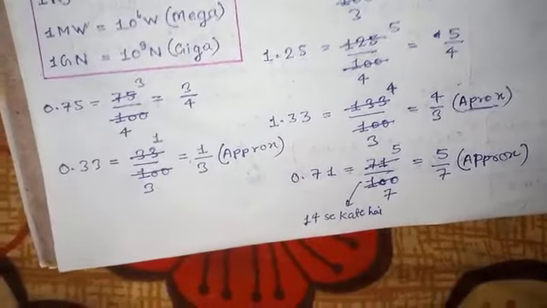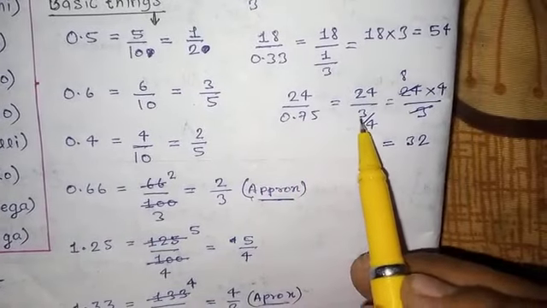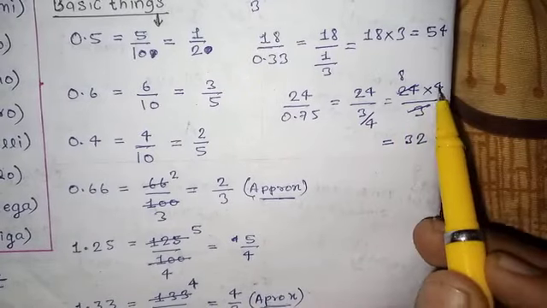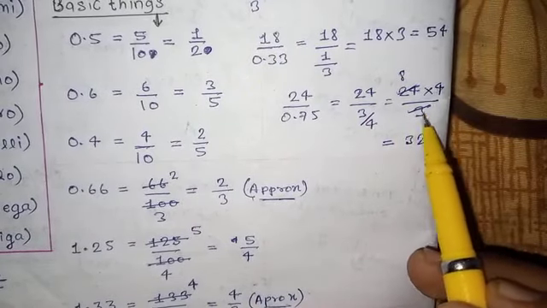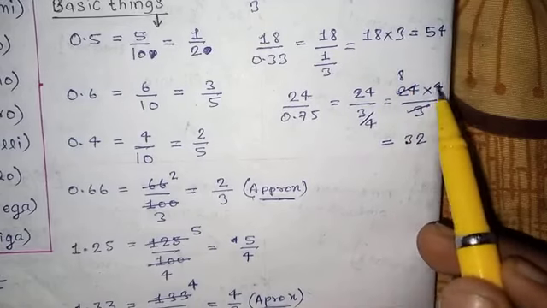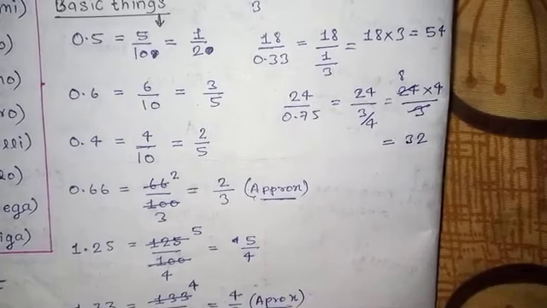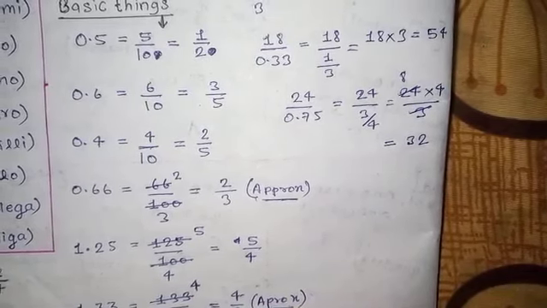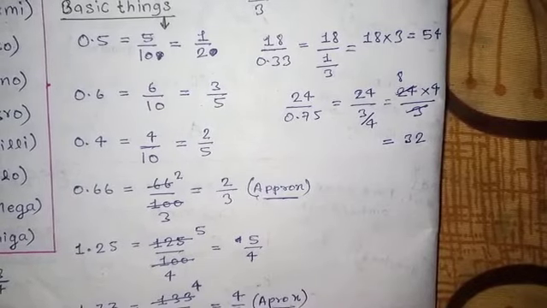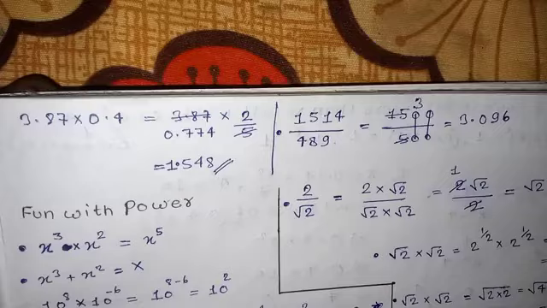Okay, so you see we have converted 0.75 into 3 by 4, and this 4 will come upside, so 24 into 4 upon 3. 3 eights are 24, and 8 into 4 is 32. So our answer came 32. This is somewhat basic calculation that you need to understand for fast calculating in numerical problems and all.